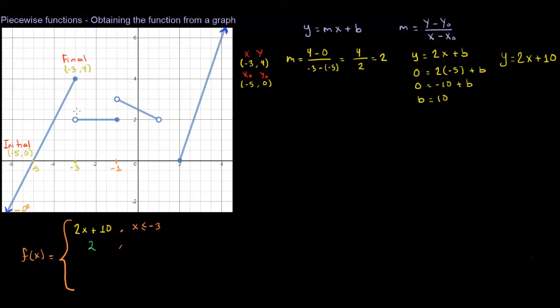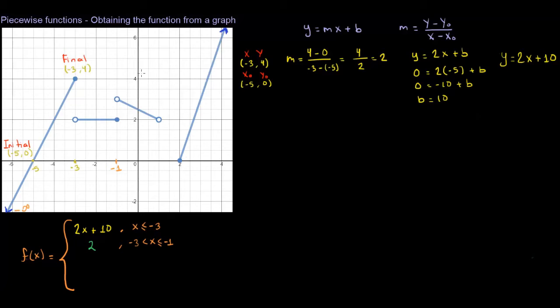Just notice something here. The negative 3 is excluded because here's an open circle, and the negative 1 is included. Here we have a filled circle. So I'm going to write it in here: negative 3 less than x less than or equal to negative 1. Notice the difference here. The negative 3 is excluded, and thus we write the less than. The negative 1 is included, and thus we have the less than or equal to.